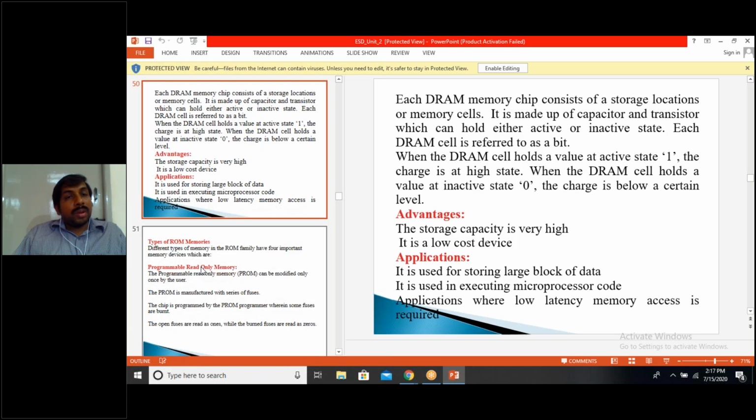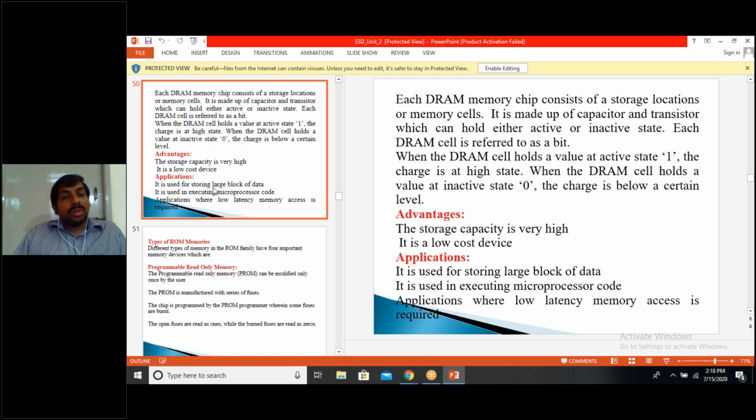So this DRAM memory chip consists of storage locations or memory cells. It consists of a transistor and capacitor which can hold the data in active or inactive state. So what is this active state? It holds the value 1 once you charge it to high state. And inactive means it can store the value 0 when it is at a low level, not charged. So the storage capacity is very high, and it is a low cost device.